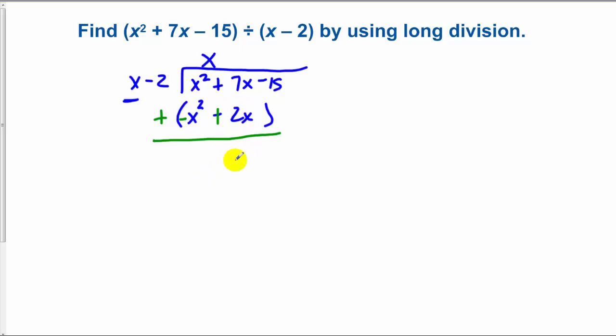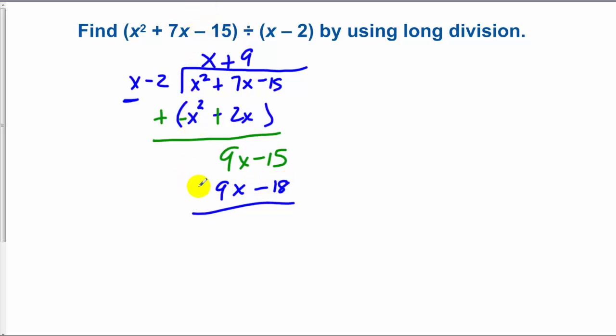So this goes to 0. This is 9x minus 15. Again, I say x times what is 9x? That ends up being 9. I multiply, I get 9x minus 18.